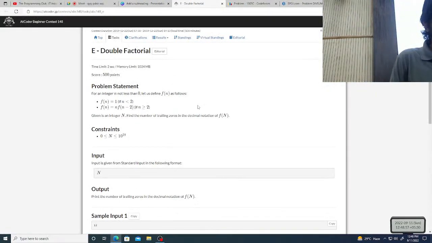So here is the second problem. Please try it. Oh, font size.